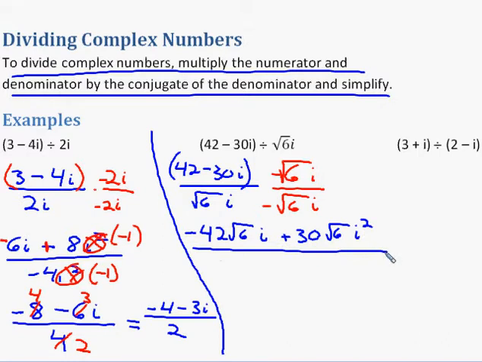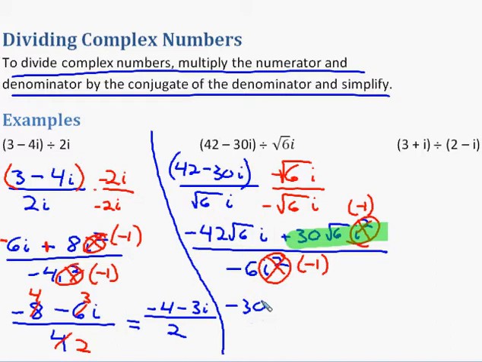In our denominator, we have a negative root 6 times a positive root 6. So multiplying square roots, that's just going to give us negative 6i squared. Simplifying this, we got a few i squareds. That's a negative 1. This is a negative 1. And so we're going to put our real part first. We have a negative 1 times that, so negative 30 root 6. And then the imaginary part, minus 42 root 6i, divided by a negative 6 times a negative 1 is 6.